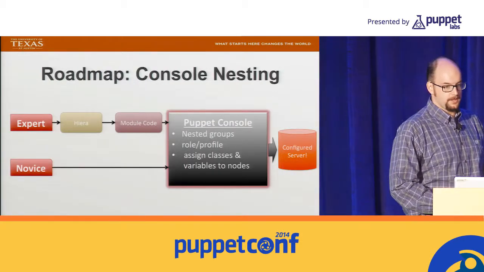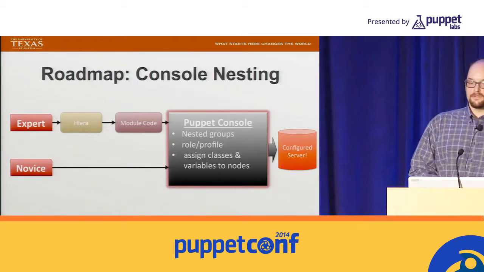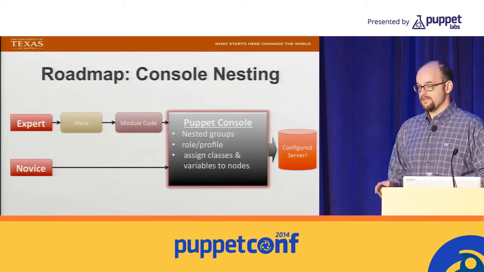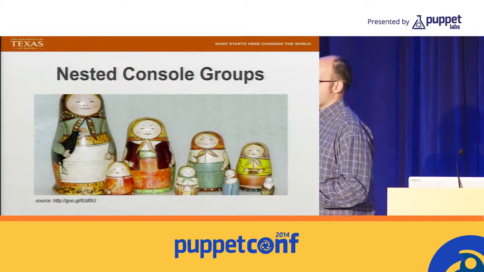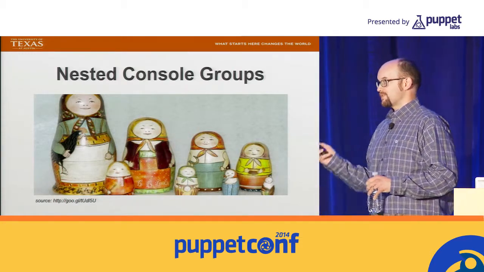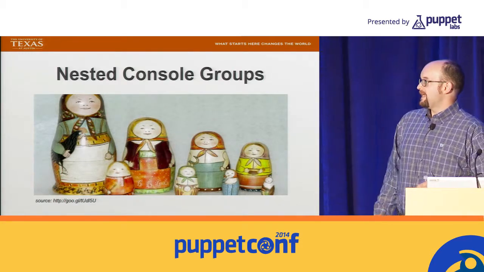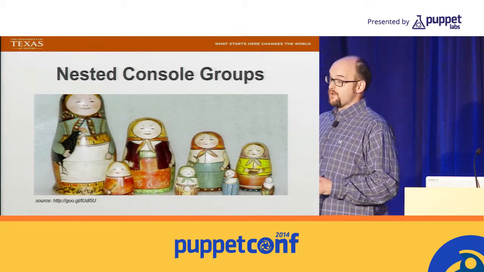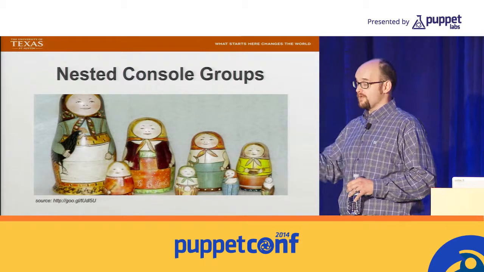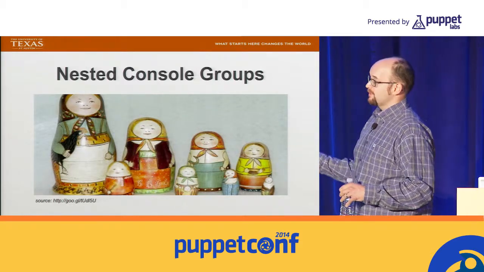So back to the roadmap. This part will be about the nesting in the console. Nested console groups are Russian nesting dolls, Matryoshka dolls. And that actually is a really good analogy for how we do this. I struggled for an analogy to show you guys, and it's a good one.